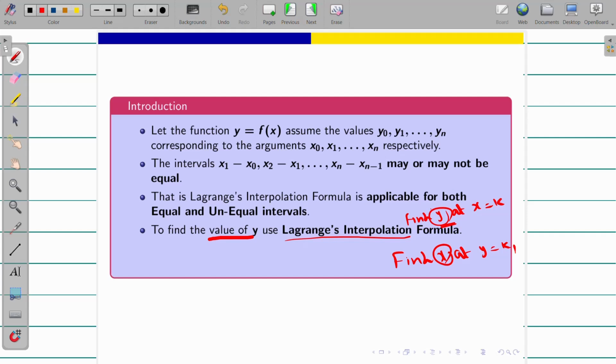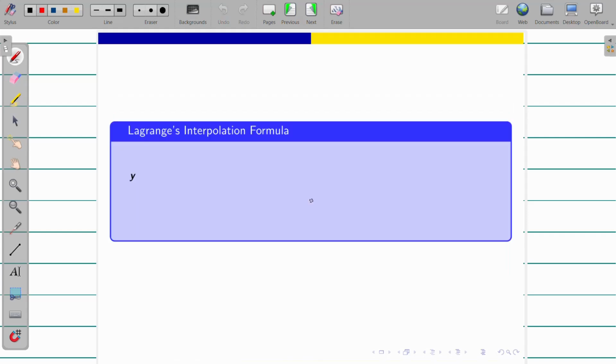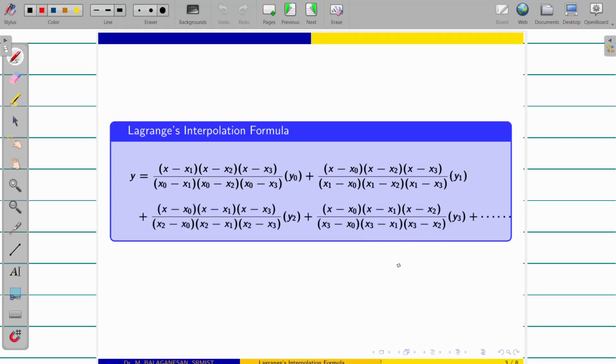So if you want to find the value of y, we are going to use Lagrange's interpolation formula. If we are going to find the value of x, we are going to use Lagrange's inverse interpolation formula. So two formulae are here in this topic we are going to discuss now. Now come to the topic. Lagrange's interpolation formula.